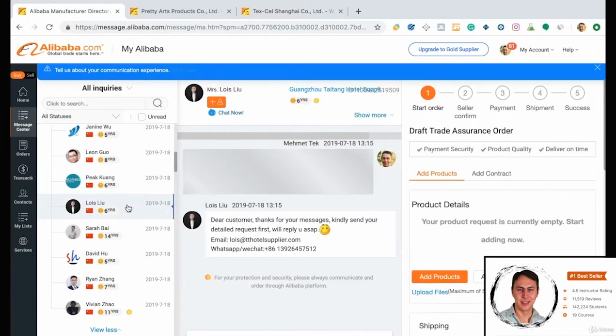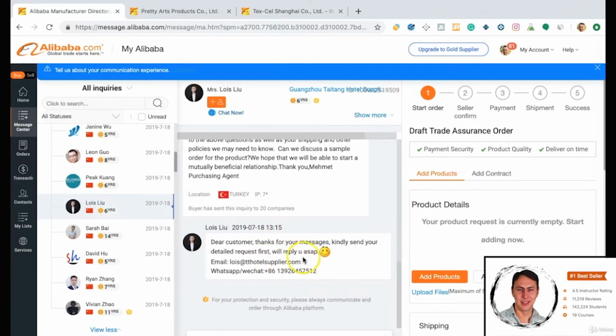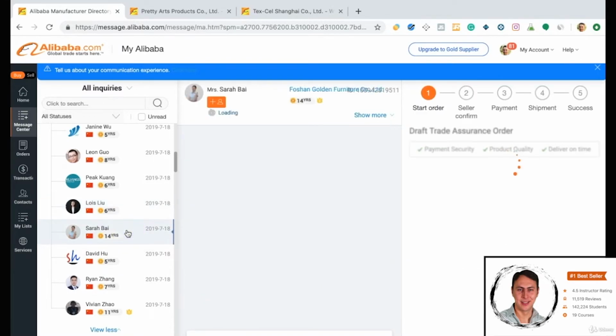Let's continue. This one is telling, I'll reply to you quickly. But they are not answering quickly. Therefore, we are searching for companies which respond quickly. Some of them are answering, and some of them not. That is why we are sending a bulk message to 50 to 100 companies. We should continue with the companies which respond quickly. Then, after having strong communication, we move on to the order section.